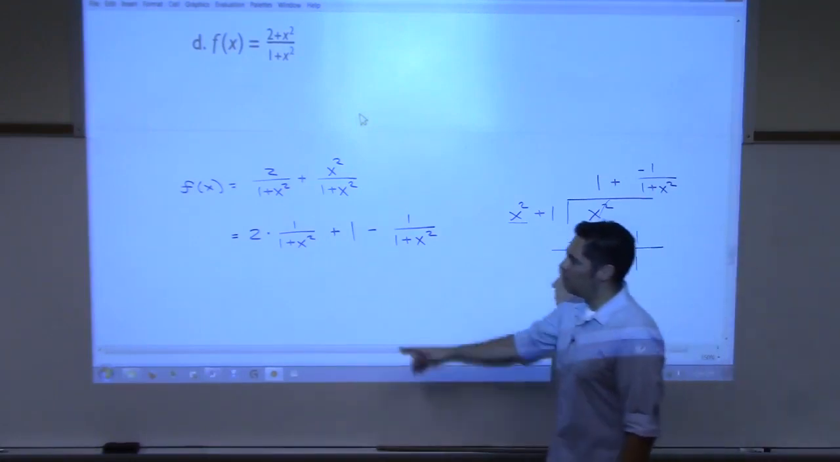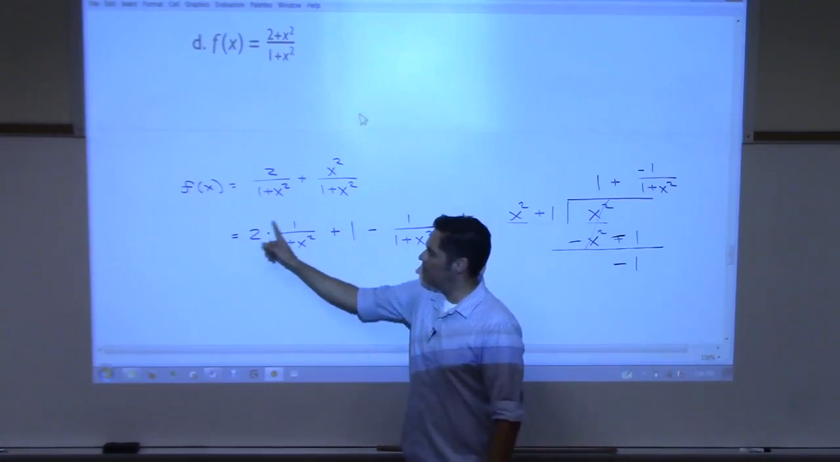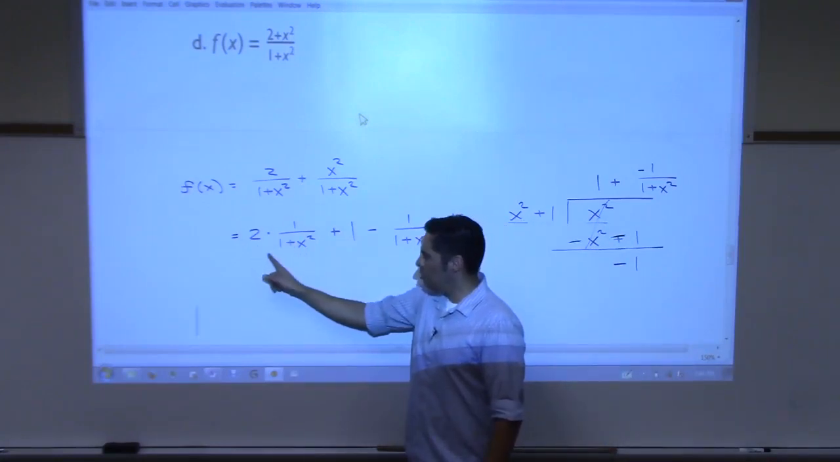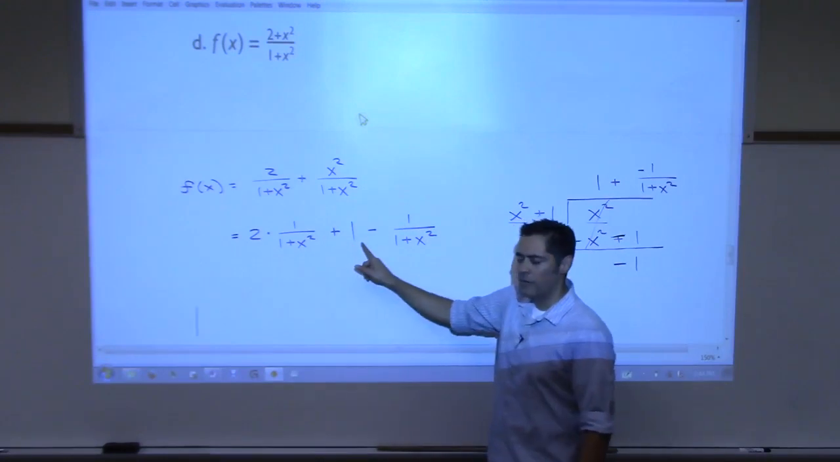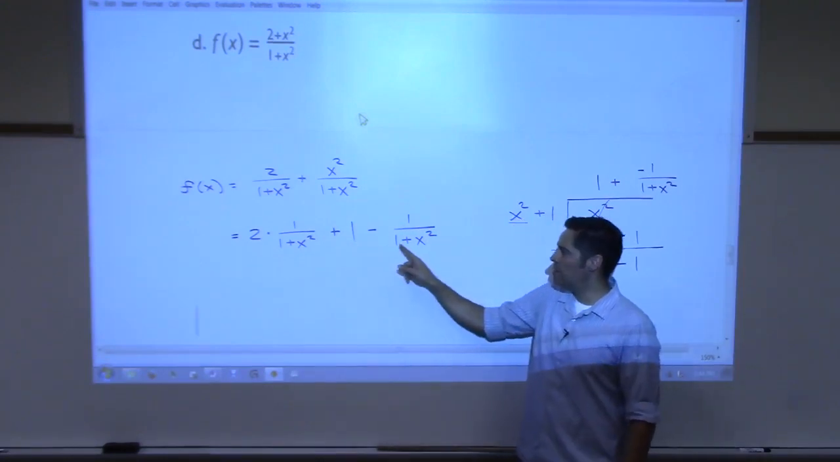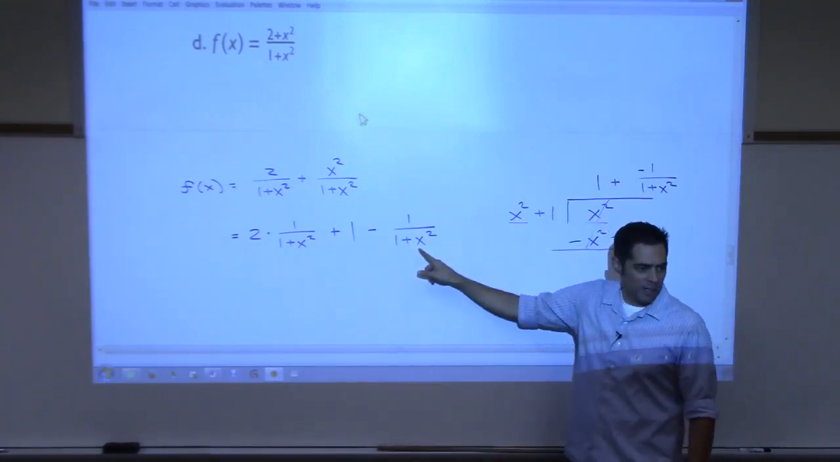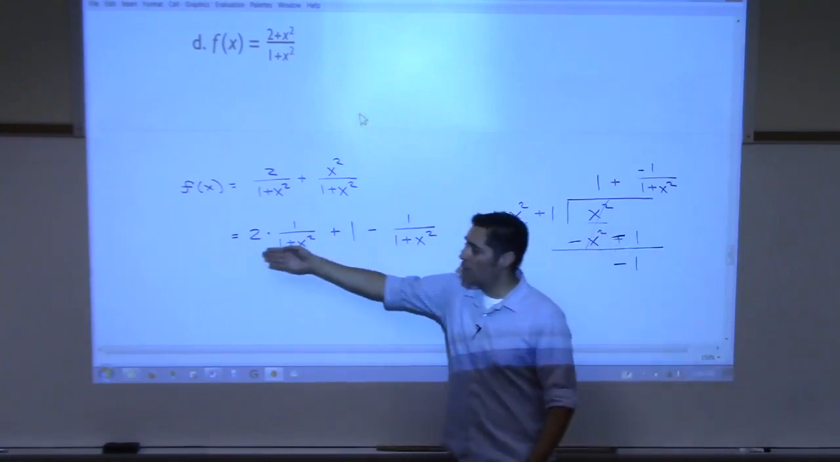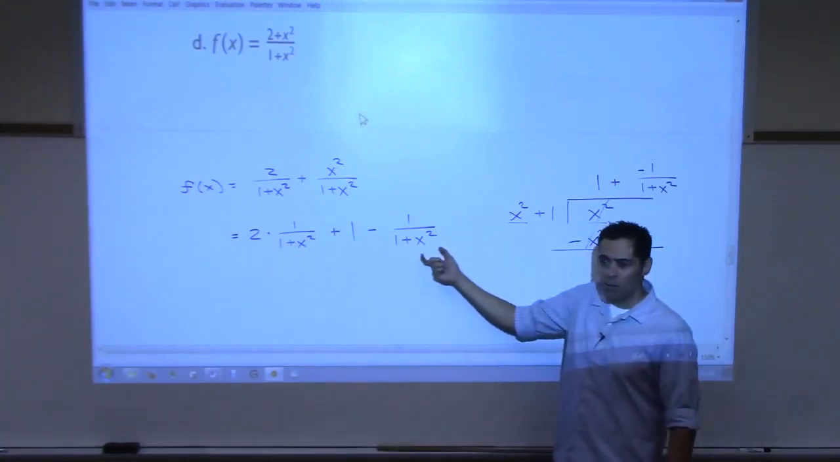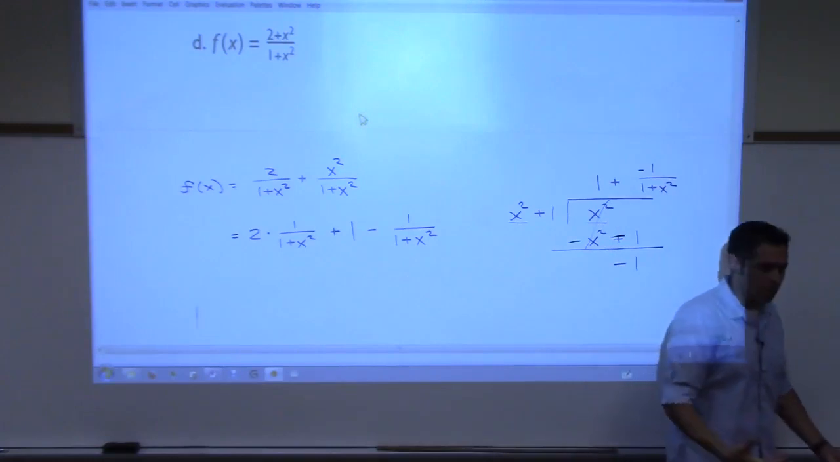Can you find the antiderivative of this? What would this be? Antiderivative. 2 arctan x. What's the antiderivative of 1? X. What's the antiderivative of this? Arctan x. So you'd have 2 arctan x's. You would take away 1 arctan x, and that would leave you with just an arctan x.